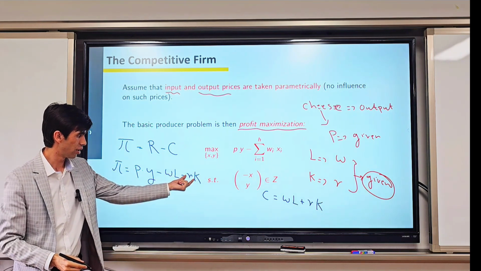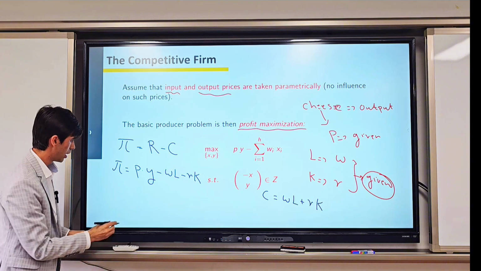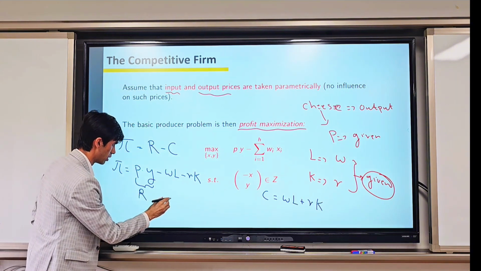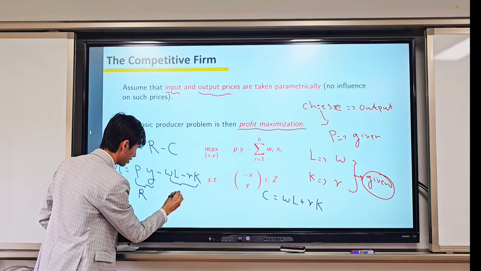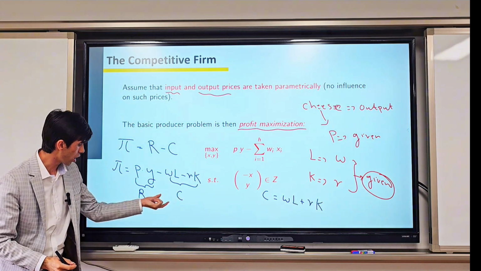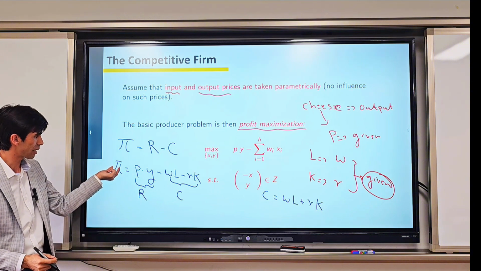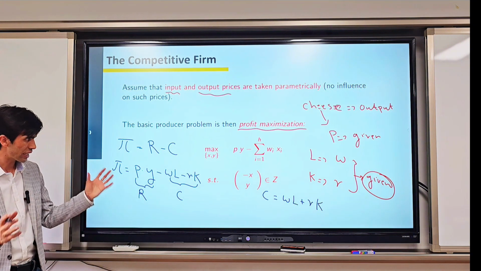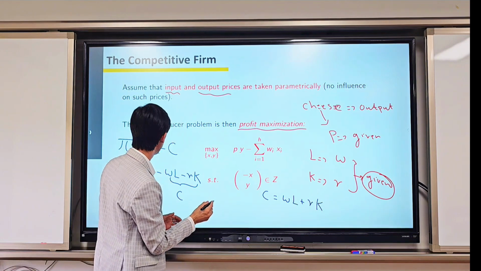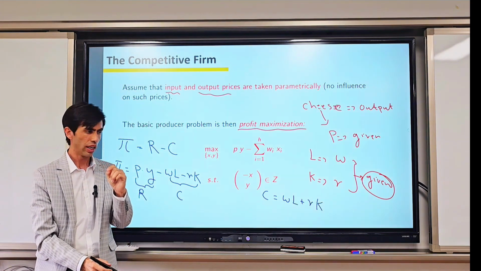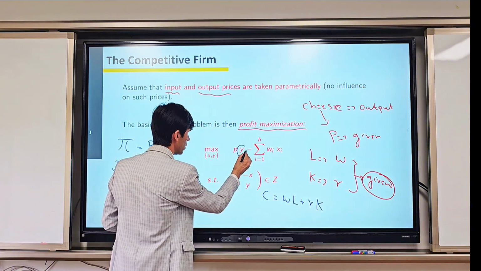Minus WL minus RK. So this is our revenue, and this portion is our cost. So we subtract the cost from the revenue, what will remain is our profit. In a general way, if we are producing just one output, then our output is Y.